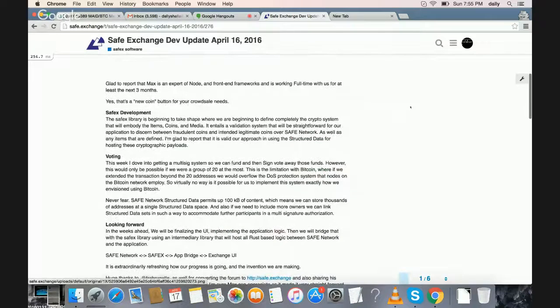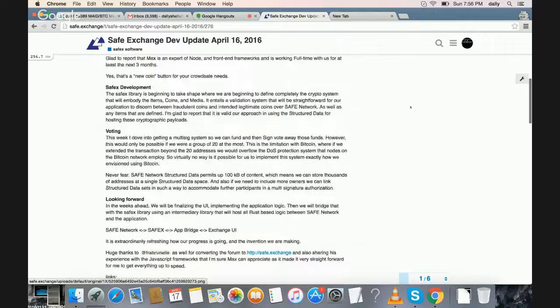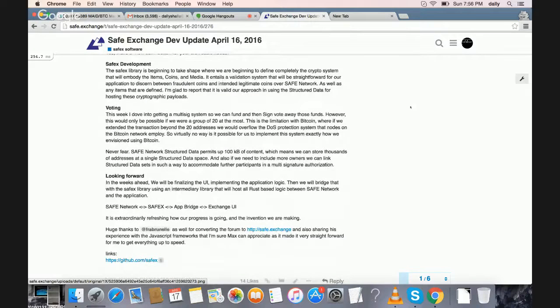SafeX development continues. We're building the crypto system for the coins, for the items, and the media objects so that we can escrow them out and do trades with them. So you can make a coin and trade it for an item, or trade it for a coin, or trade it for media. And since it follows a similar structure to how SafeCoin is built, I'm sure we're going to have very interesting ways where we can do swaps between SafeCoin for coins, coins for items, SafeCoin for items. You get the picture.